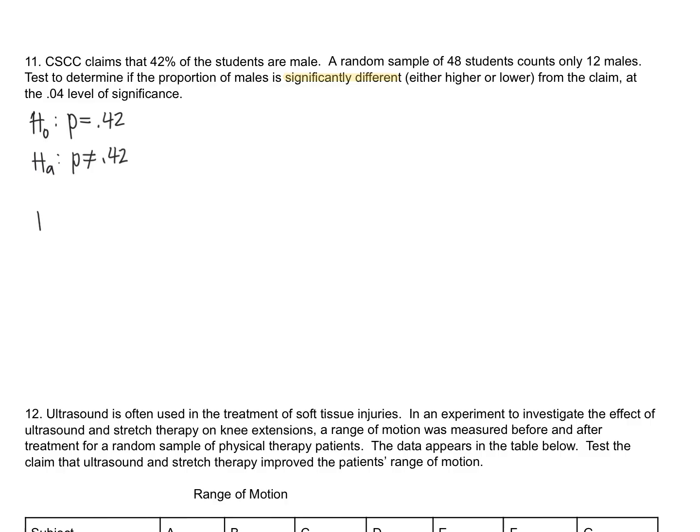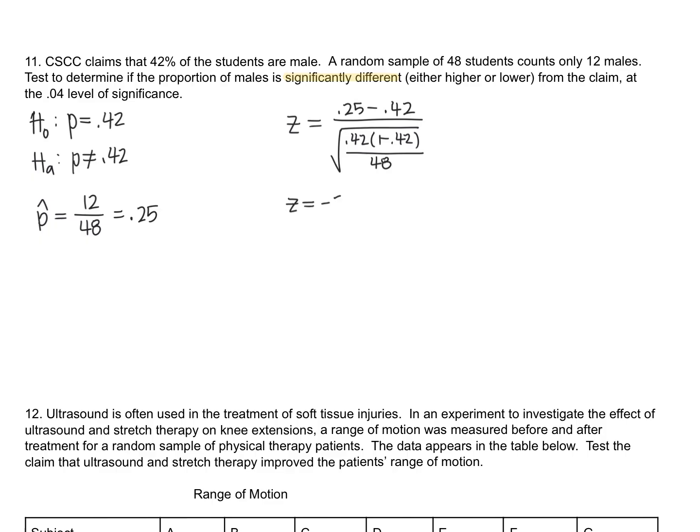And then we do need to calculate our P hat, which in this case would be 12 over 48, which is 0.25. And then we calculate our z-test statistic. So we'll do 0.25 minus 0.42 all over the square root of 0.42 times 1 minus 0.42 all over 48. And that gives us negative 2.39.